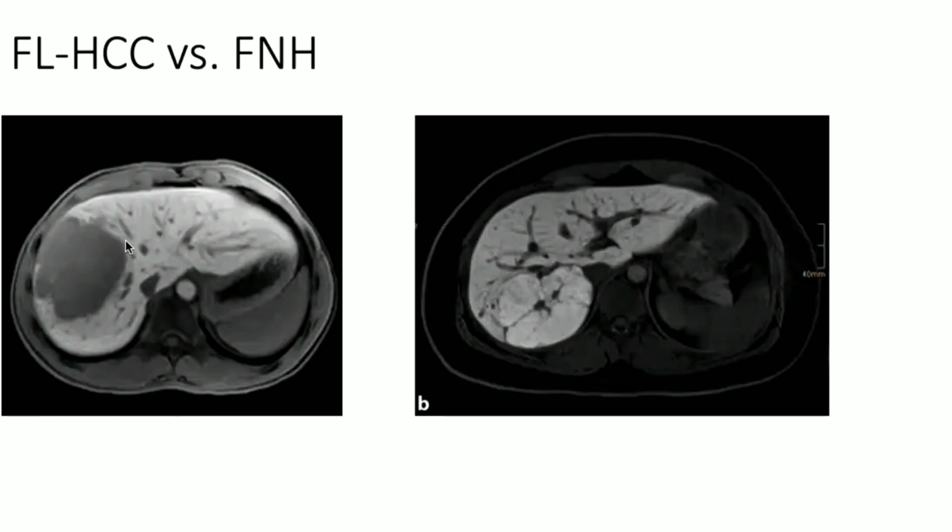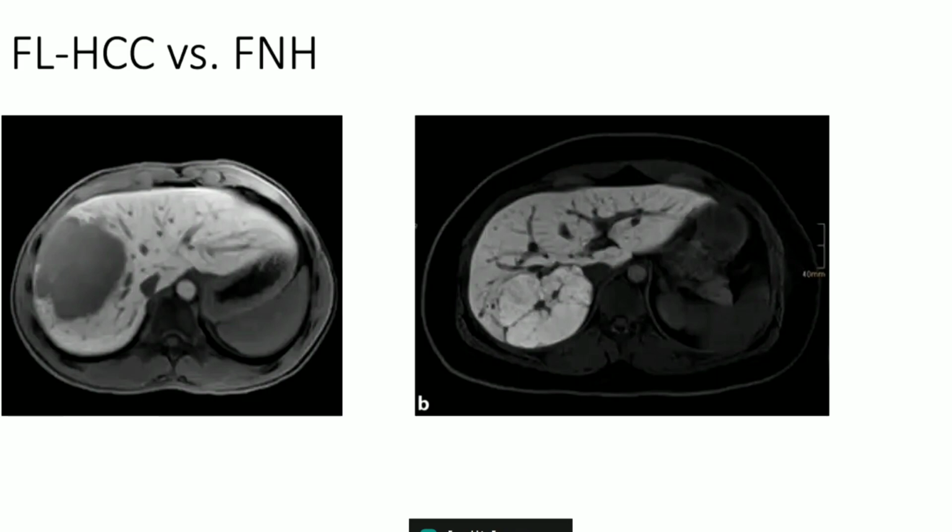For HCC, well, the general rule says that HCC doesn't take up Premovist or Eovist. However, one pitfall is that if the HCC is very well differentiated, or if it's early HCC, meaning that, as we know, the cycle of HCC is a low-grade dysplastic nodule, then goes into a high-grade dysplastic nodule, then low-grade HCC, and then high-grade HCC. So during this evolution of HCC, we are transforming from a normal hepatocyte into dysplasia into cancer.